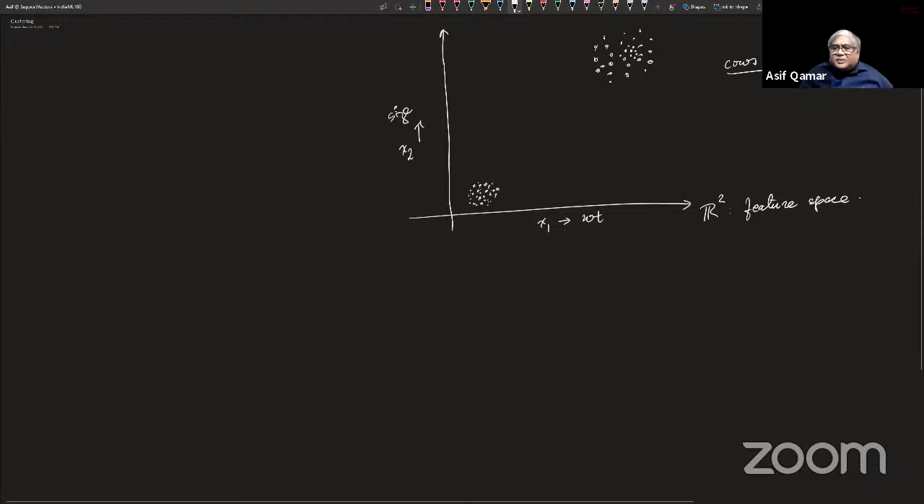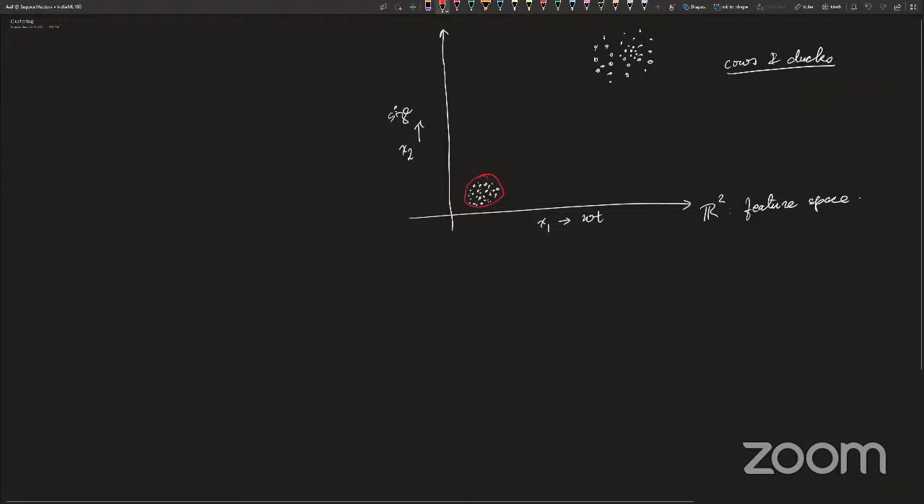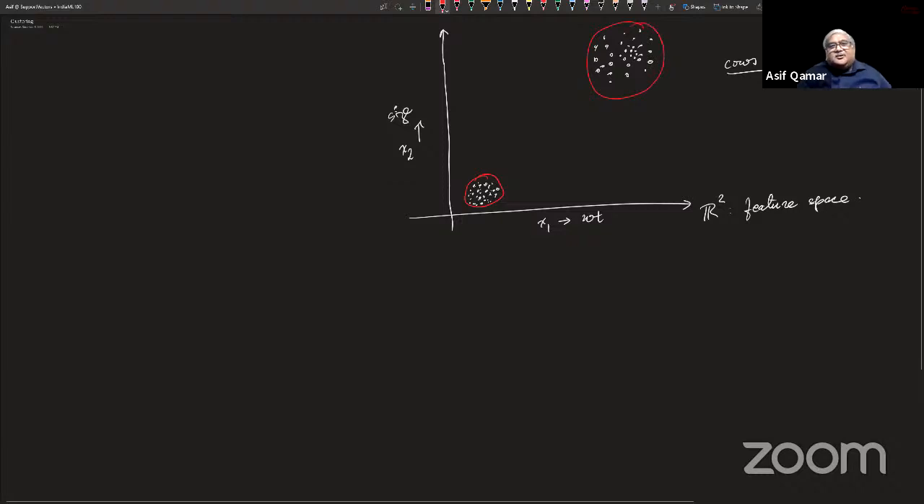Now, what you observe is that you have clusters in the data. This is a cluster, and this is a cluster. Now, the question is, how do you discover clusters in the data? Right? So the human eye, of course, will immediately notice the cluster.